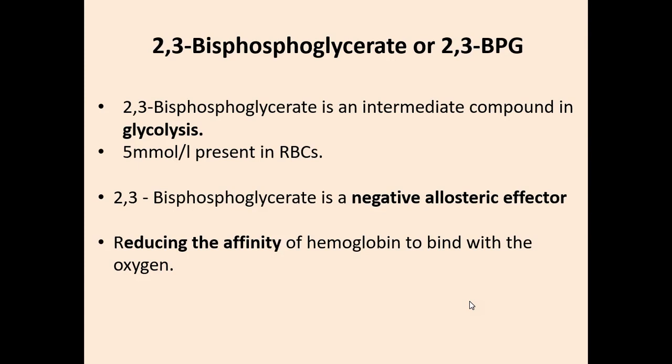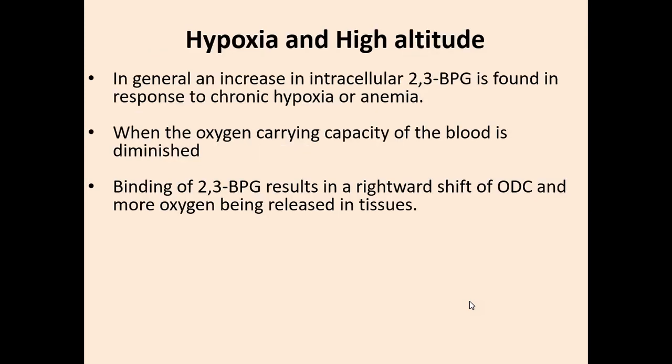What do you mean by negative allosteric effector? It decreases the affinity of hemoglobin subunits towards oxygen. When the levels of 2,3-bisphosphoglycerate increase in the RBCs during hypoxia and chronic anemic conditions, the binding of 2,3-bisphosphoglycerate decreases the affinity of hemoglobin towards oxygen, thus oxygen is transferred to the tissues.